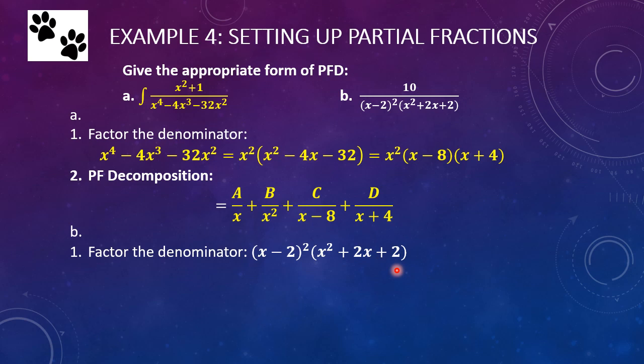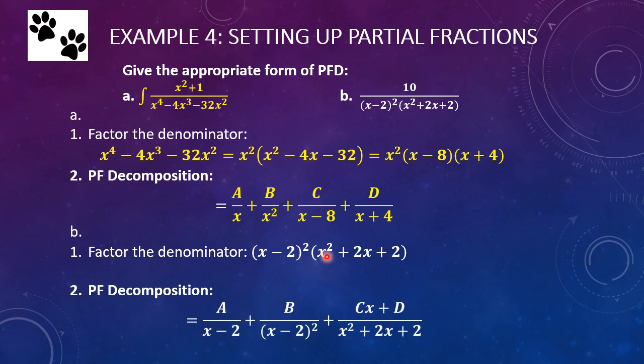So we're going to have 4 variables again, 2 for the linear, x minus 2 and then x minus 2 squared, and then 2 for the quadratic, because remember, every quadratic has a form of ax plus b. So here we have a over x minus 2, b over x minus 2 squared, the repeated linear factor, and then the general form over the quadratic, which is cx plus d over x squared plus 2x plus 2.